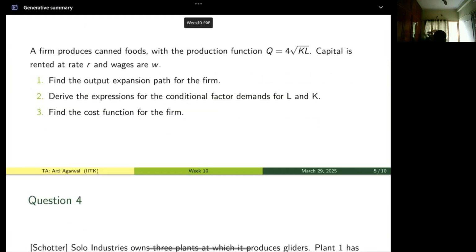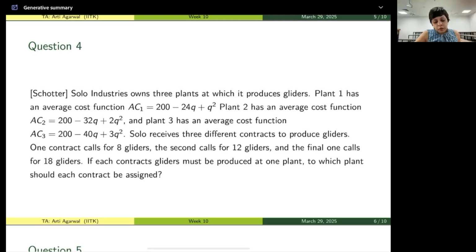Yes, madam. Okay, good. So the next question is asking you something very different now. There's a question from the Andrew Scotter book. I think maybe I've not put it in the references. I'll check. If it's not, I'll add it.